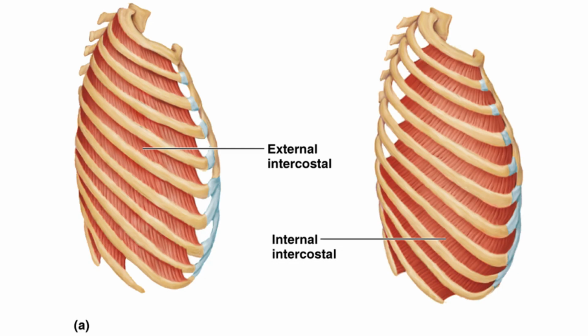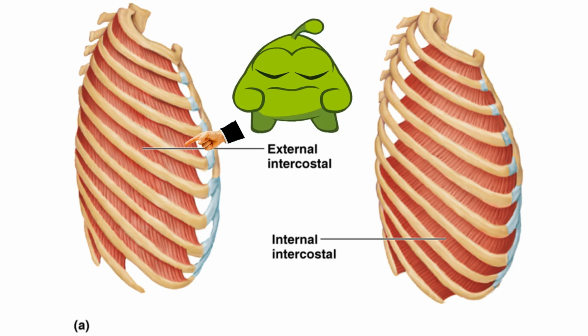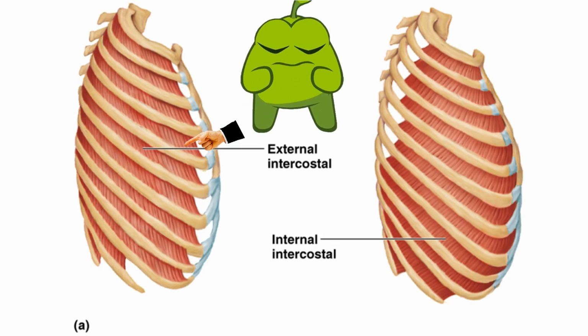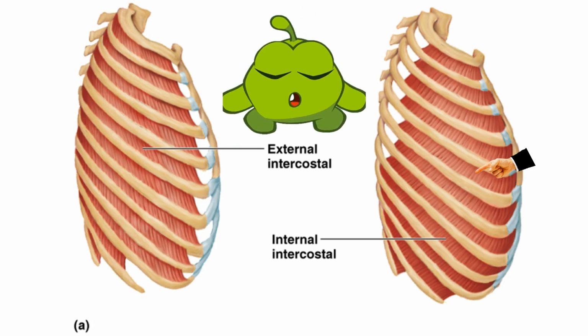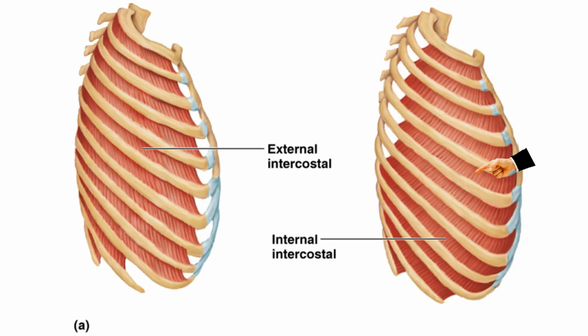The muscles of respiration, breathing. Next, let's look at the muscles that keep us alive, the muscles of respiration. The external intercostals originate on the rib above and insert on the rib below. When they contract, they elevate the rib cage to allow for inhalation. Conversely, the internal intercostals do the opposite. They originate on the rib below and pull the rib above downward to depress the cage during forced exhalation.